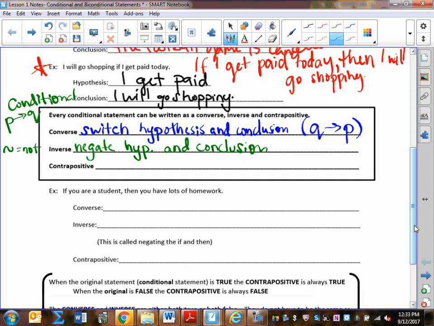It's kind of like the squiggle on top of the congruent sign, but it's just a squiggle. That squiggle means not. So my inverse notation, instead of P implies Q, would be not P implies not Q. So we go back to that original conditional, and we throw a not in front of each of those.